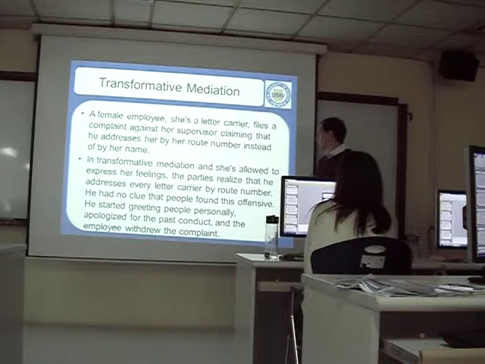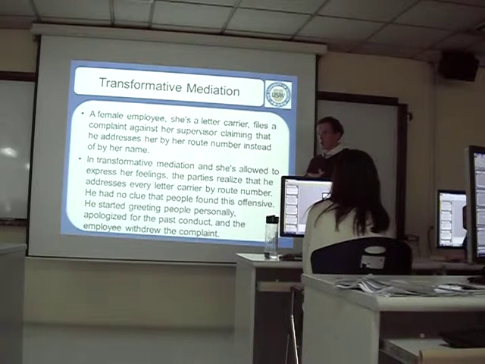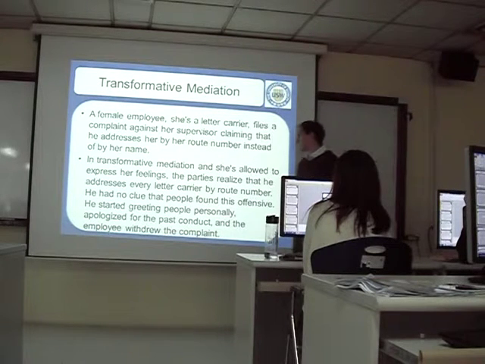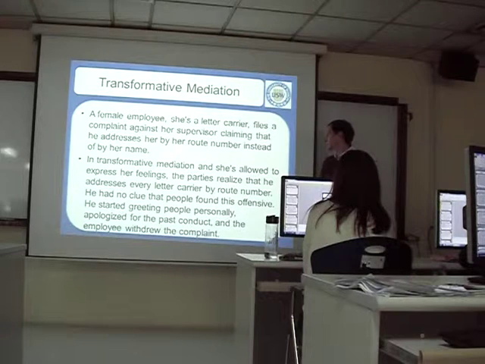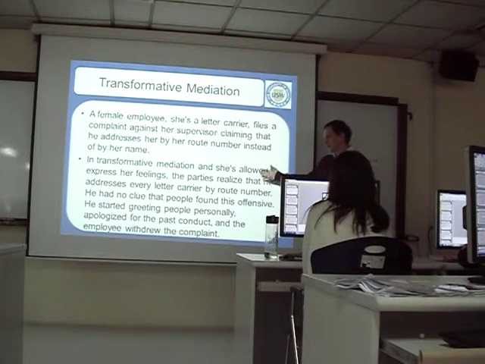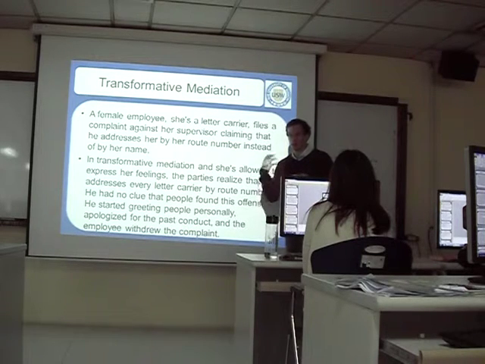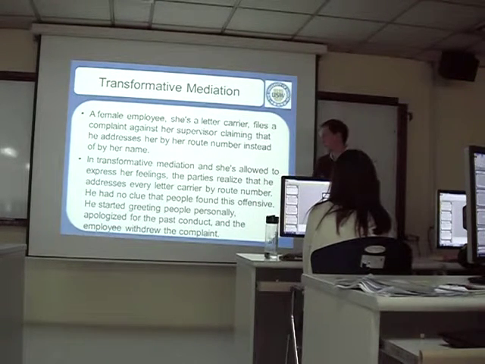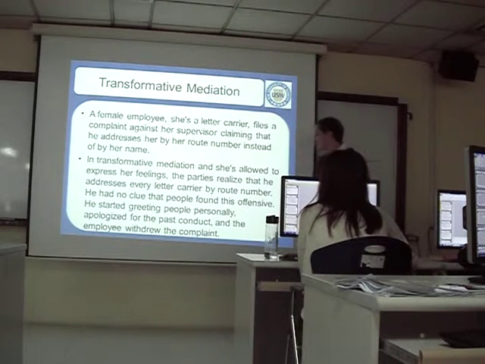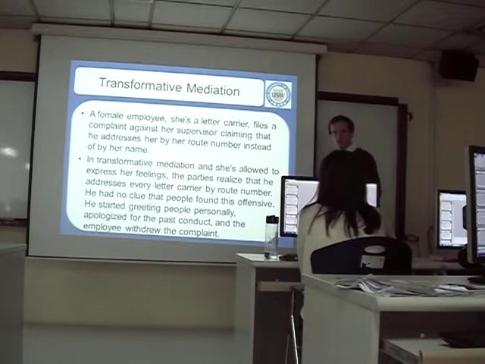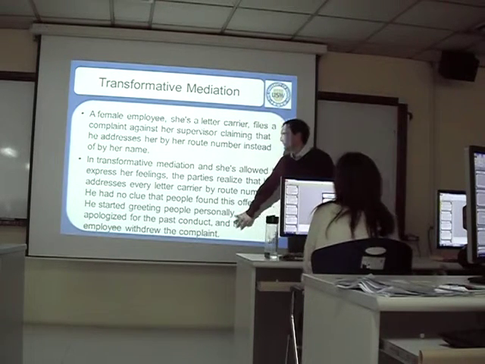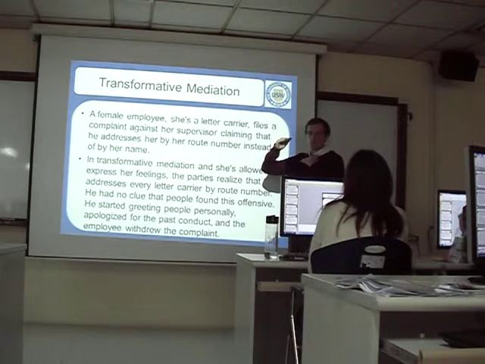So they had a mediation. She could express her feelings. Before, she might have been too shy or didn't want to cause a problem with her supervisor, so she didn't say anything. But in the mediation she was allowed to express her feelings, and then he realized that he calls everybody by their number. He didn't think that people found this offensive, so he thought that was okay. But because of this transformative mediation, he started greeting people personally by their name instead of their number, because he understood the problem. He apologized for his past conduct, and the employee withdrew the complaint. So in this case, the employee didn't want to talk to her supervisor directly about the problem, right?